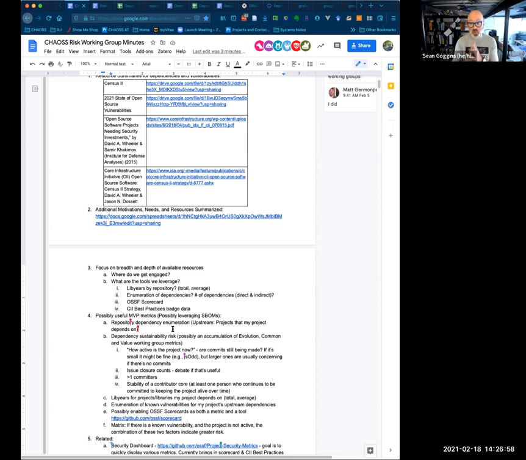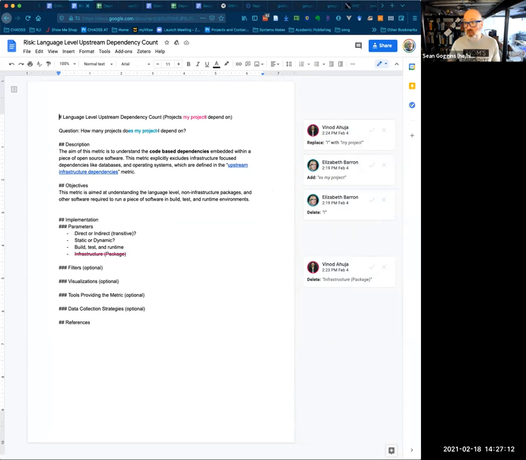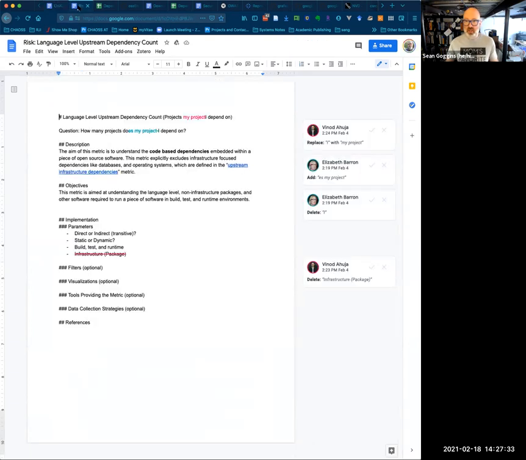So do we want to look at the first one? I'm pretty sure we had started this in our last meeting. So we could continue with essentially this language level upstream dependency account, which seems like a long name. We might evaluate that, but it's basically the repository dependency enumeration task or list, I think. And it seems to me like it might be the right thing to just start, maybe spend 10 minutes working on this metric and trying to develop it.